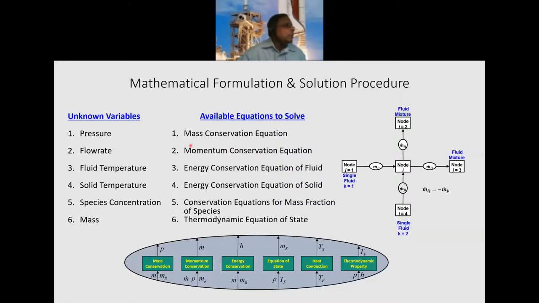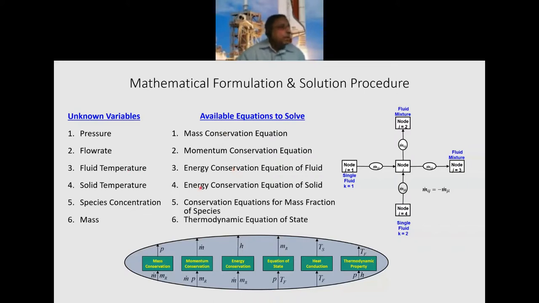So that's the idea. How do you get mathematical closure? You have to have an equation for each of the variables. You need to know the pressure, so who is going to give you the pressure? The mass conservation equation. Flow rate, who is going to give you the flow rate? The momentum conservation equation. For fluid temperature, you solve the energy conservation equation, which typically gives the enthalpy, while your mass conservation gives you the pressure. Once you have the pressure and the enthalpy, you call a thermodynamic property program, which gives you all the properties, including the temperature.